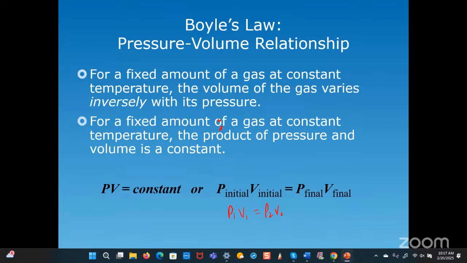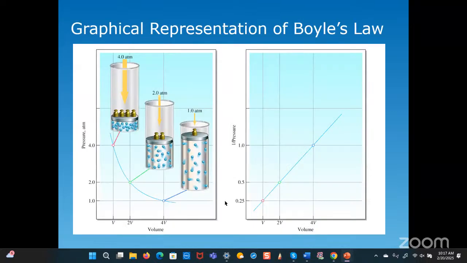And let me just stress here that this law works when two things are held fixed. One would be the temperature, and two would be the amount of gas, right? So those are two constraints that have to be in place in order for you to observe the inverse relationship between pressure and volume, right? So that's Boyle's law. And this is basically showing you graphically how Boyle's law works.